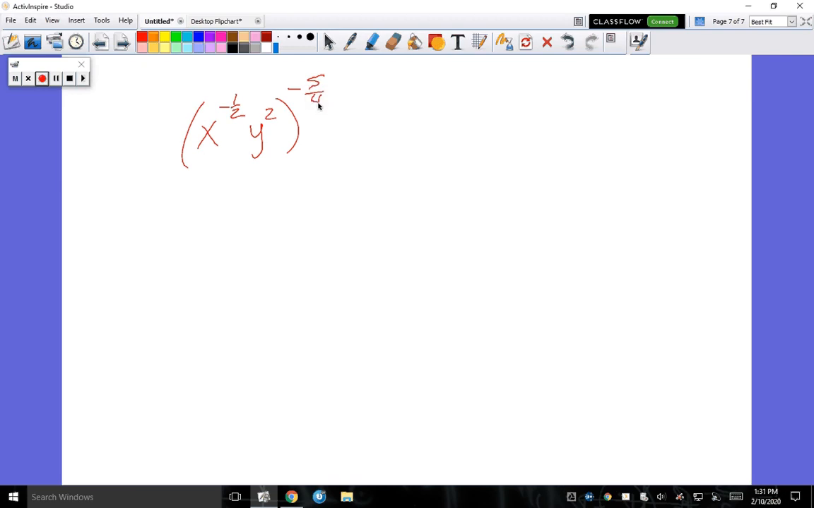So we have x to the negative 1/2 times y squared to the negative 5/4, and it's all over x squared y to the 1/2. Again, looking at it like PEMDAS, I'm going to look inside of these parentheses and see, is there anything that I could simplify?